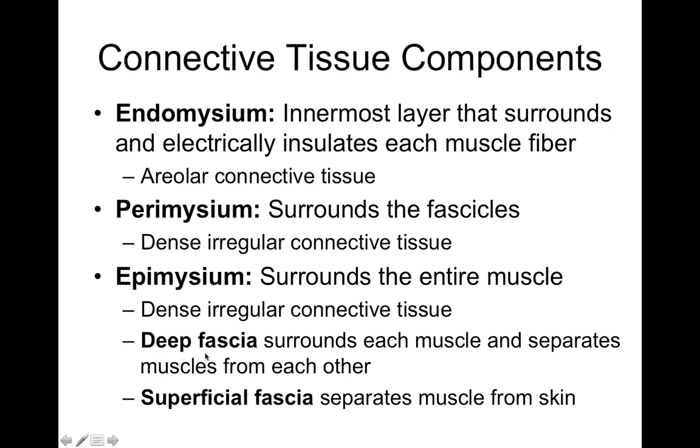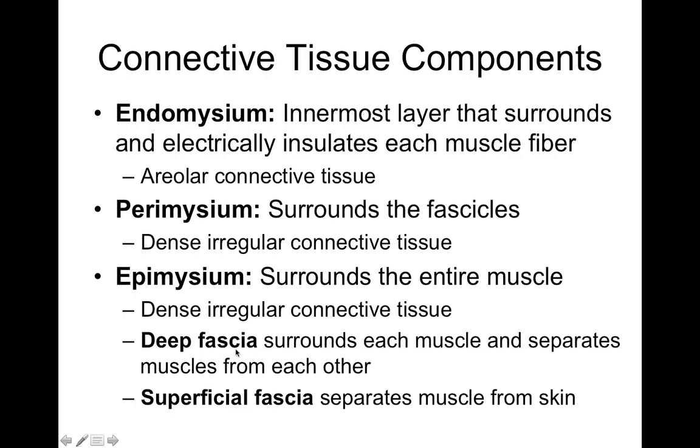Now, deep fascia is what surrounds each muscle and separates muscles from each other. And superficial fascia is what separates muscle from skin. So later on in AP2, when we start dissecting fetal pigs, you guys will find superficial and deep fascia. Deep fascia is actually what separates two different muscles that are side by side. Okay. Superficial fascia is what helps anchor skin to muscle. And we know that those things are connected because if you move muscles around, skin will move with it for the most part. So that's superficial fascia.